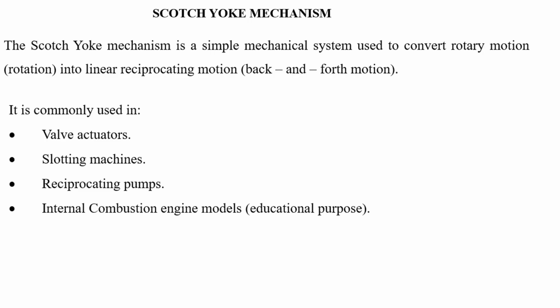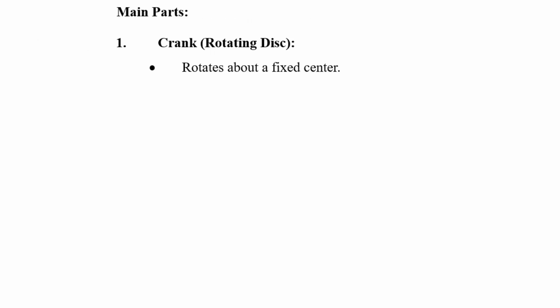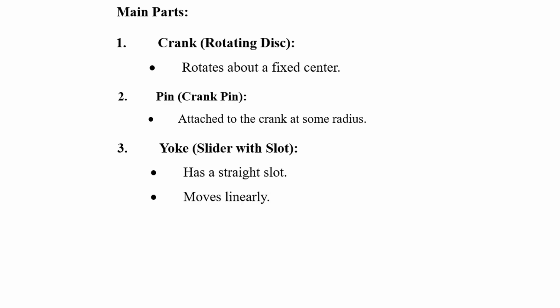for educational purposes. Basically, it consists of the crank, which is the rotating disc that rotates about the fixed center. Then we have the pin, which is the crank pin attached to the crank at some radius. Then you have the yoke, that is the slider with a straight slot, which moves linearly. Then we have the frame, which supports the entire mechanism.